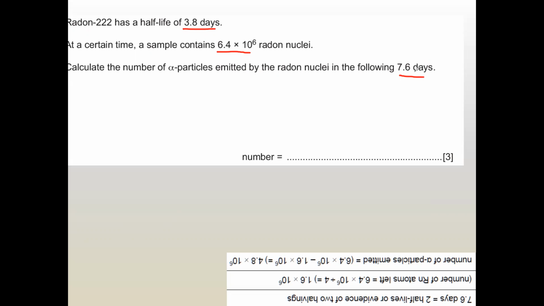So radon is emitting out alpha particles. So basically, we want to find how many, because the question is to calculate the number of alpha particles emitted. So in the beginning, all 6.4 into 10 to the power 6 is emitting out radiation because all is active, or we can say unstable. Then after half-life, we have 6.4 into 10 to the power 6 atoms which are radioactive, which are emitting.